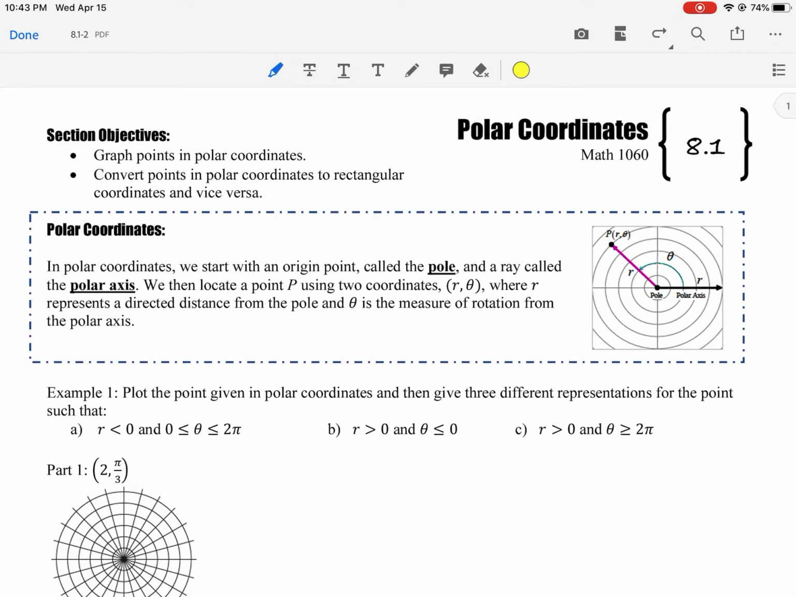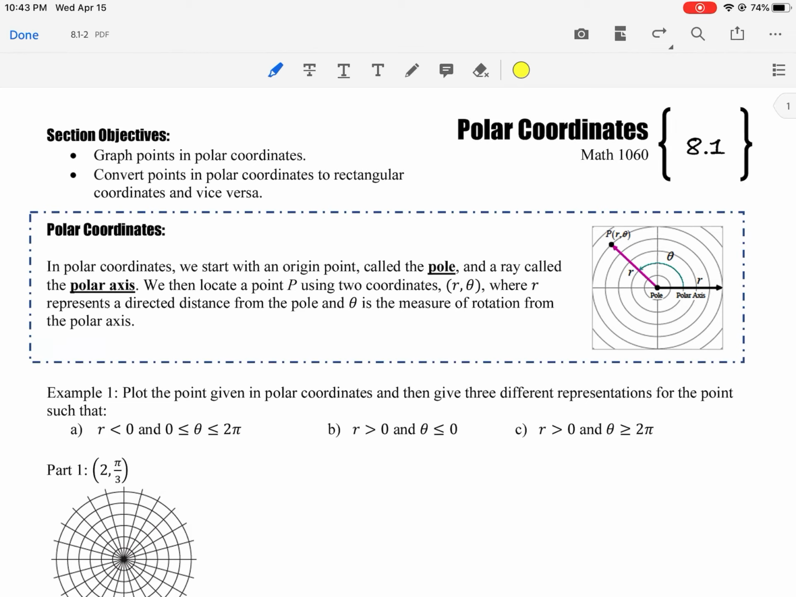Okay, today we're going to talk about two things. We're basically looking at our introduction to polar coordinates. So we're going to look at converting points from polar to rectangular and vice versa, as well as writing equations between these two forms.